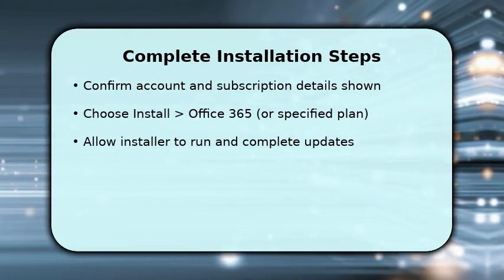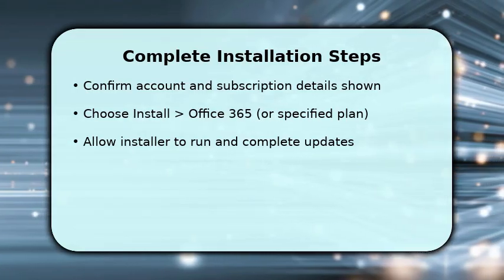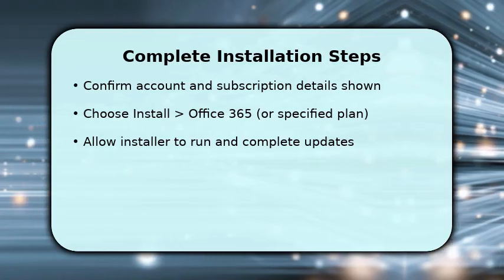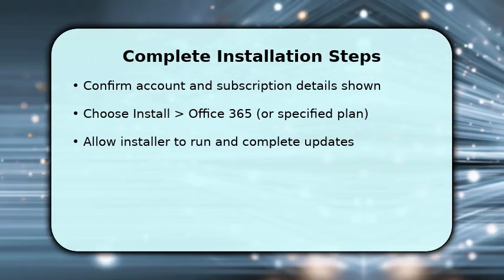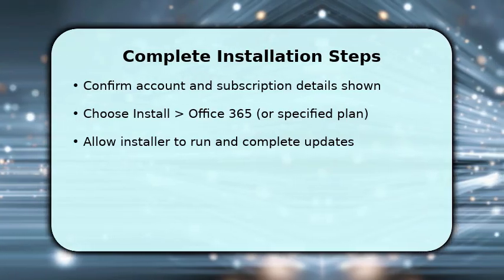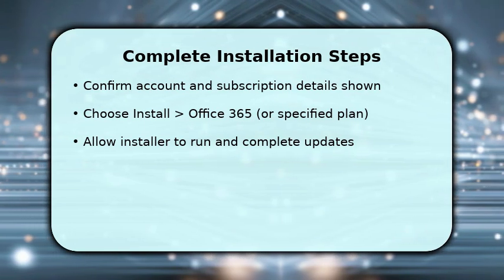Next, choose Install and select Office 365 or the plan listed. The site will generate a personalized installer. Download and run the installer, grant permissions if your system asks, and let it finish without interruption, because closing early can corrupt files. Make sure Office updates automatically so the license status syncs, and restart any Office apps to let the changes take effect.